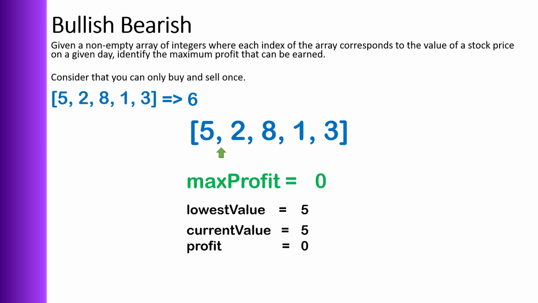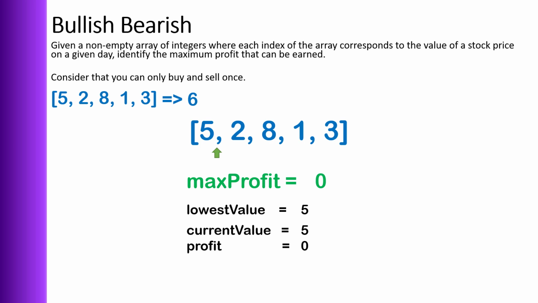Okay, now we go to the second index. Actually, if we look back at it, profit is calculated by subtracting the lowest value from the current value. So 5 minus 5 is still 0. So profit is 0. And since profit is equal to max profit, we won't be changing the max profit. So it's still 0. Later on, as we go through the array, it will be more clear.